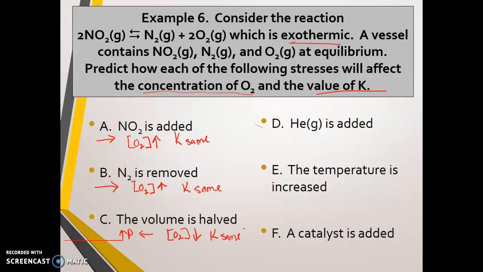Okay, and then in D, helium is added. That's our inert gas, so that is no change.